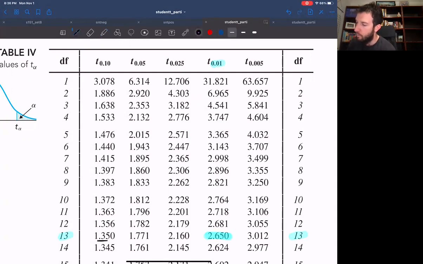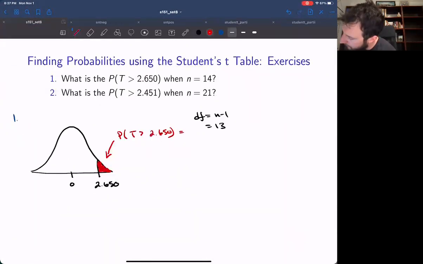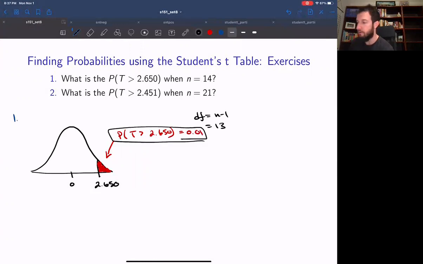You can see that the way the t table works is that inside the table, we have our critical values. The critical values are these values here. These little tail values up here are the size of the area in the upper tail. Because we are exactly equal to 2.65, the probability that a t value is bigger than 2.65 is equal to 0.01 when the degree of freedom is equal to 13. So that's the solution to this problem.